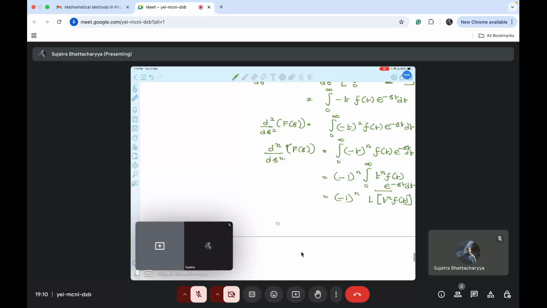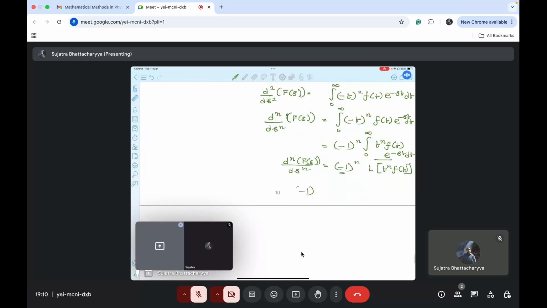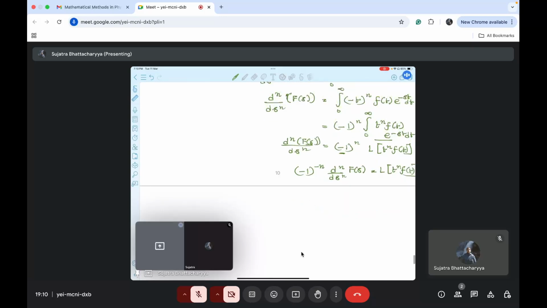Okay. Now, on the other side, you have d^n F(s) upon ds^n. Now, this (-1)^n, if you just divide it here, it will become (-1)^(-n) d^n upon ds^n of F(s), which is nothing but the Laplace transform of t^n f(t). And if you have a minus 1 to the power, you can either write minus n or plus n. It does not matter. It is exactly the same as (-1)^n d^n/ds^n of F(s). That's all.